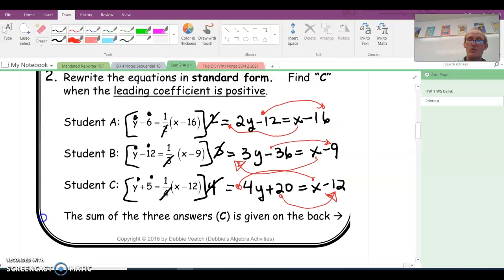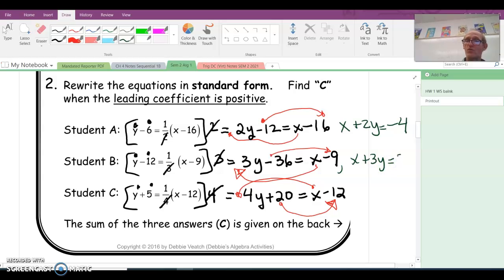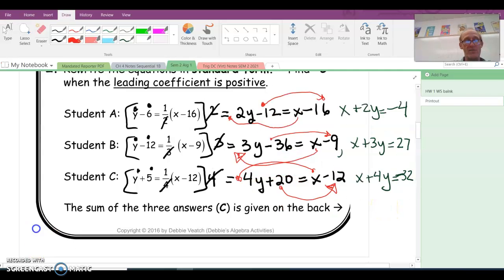All right, so the answer for the first one is x plus 2y equals negative 4. This one is x plus 3y equals 27. And this is x plus 4y equals negative 32. All right, that's number 2.